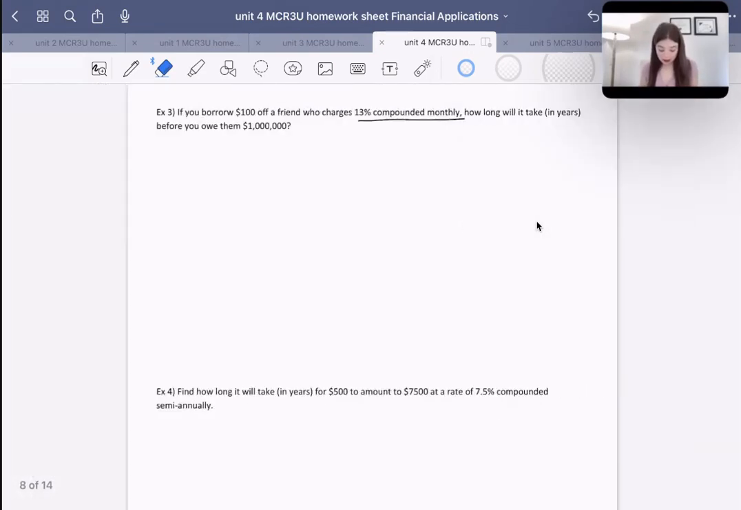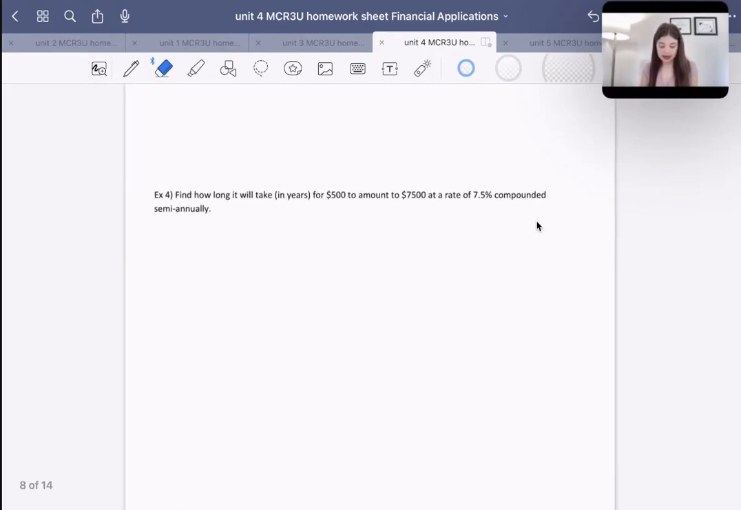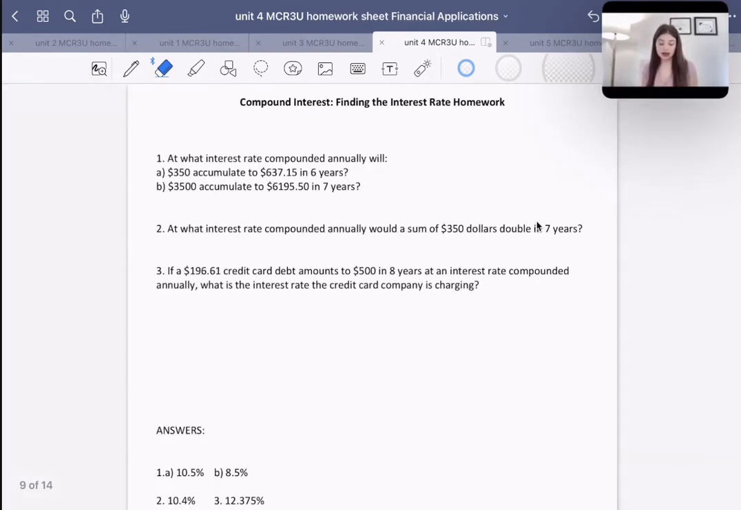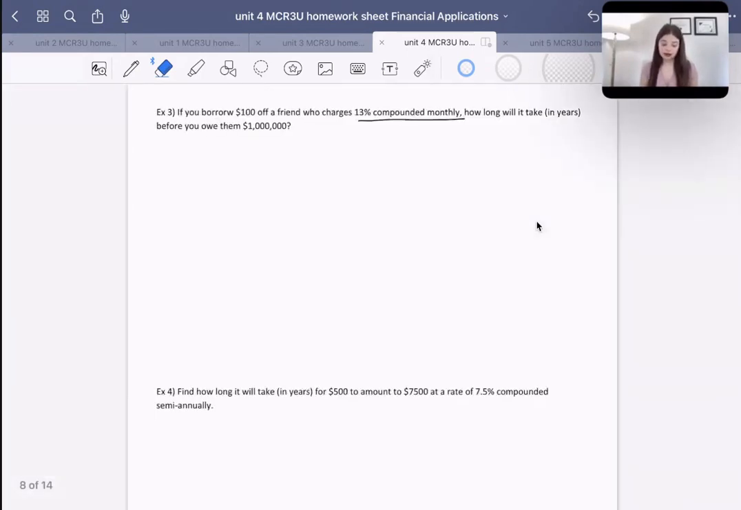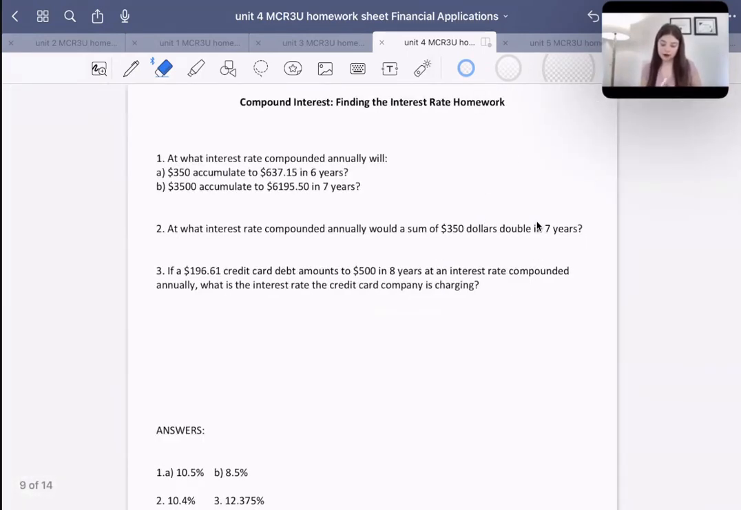Next, we're going to go over example 3 and 4 today, and I'm also going to be taking up the compound interest, finding the interest rate homework. There's 3 questions to it, and I know that I did give the answers at the bottom of the page. These are given to us here in the questions. However, there's not really a full explanation, so I'm going to also give a full explanation for how we get there too. Okay, so let's start with example 3 and 4, and then we'll move on to taking up the homework.